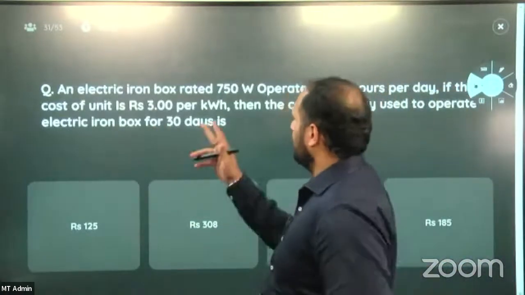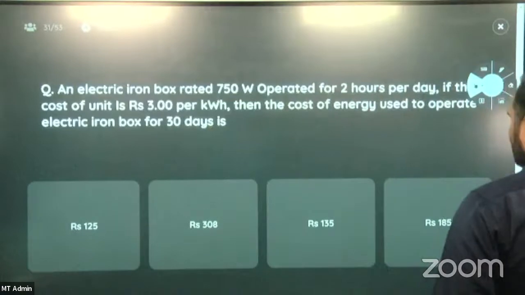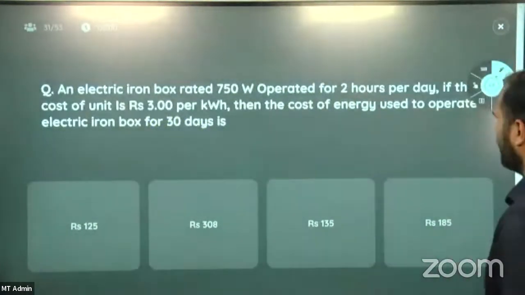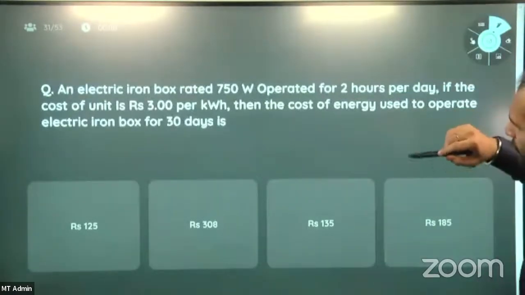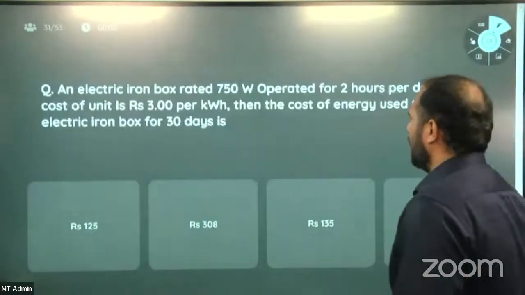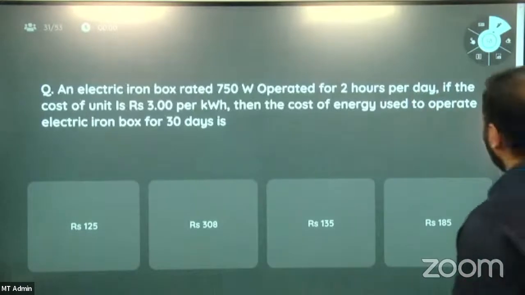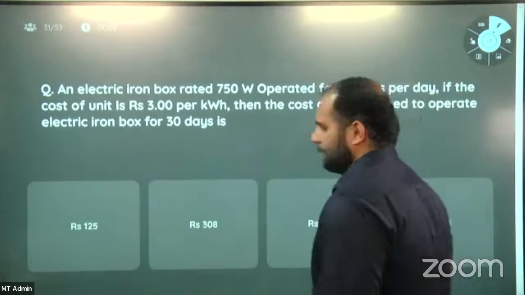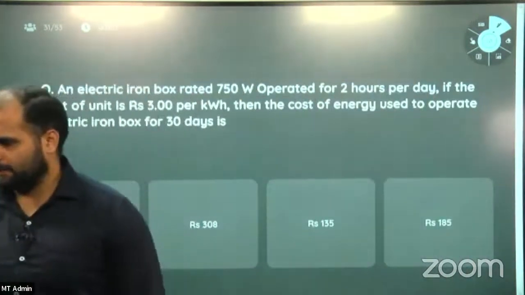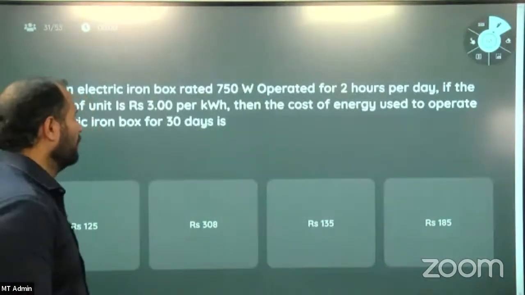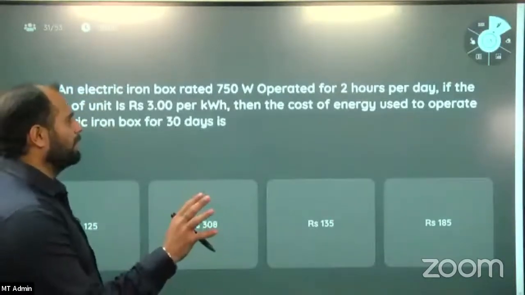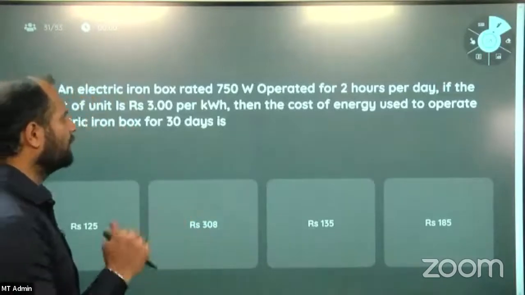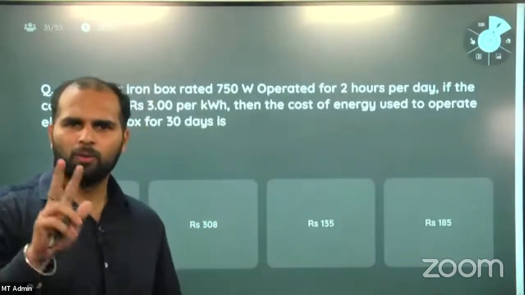Fine. Okay. An electric iron box rated 750 watt, operated 2 hours per day. Cost of unit is 3 per kilowatt hour. Then the cost of energy used to operate electric iron box for 30 days is. Okay, fine. Let's try. See, there is one electric iron box which is rated 750 watts, and is operated for 2 hours a day.